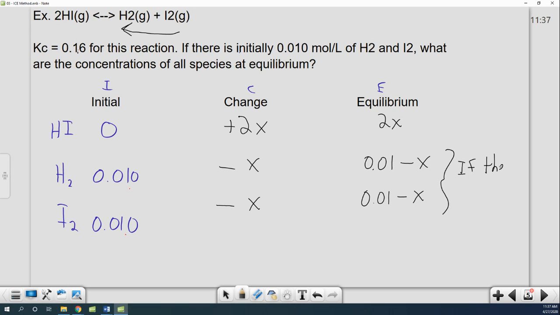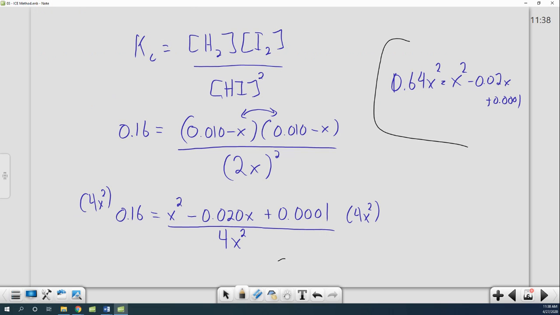If these two are identical, there is a math shortcut. And I'll show you what I mean by that in a second. So I've got Kc. I can write out my equilibrium formula.